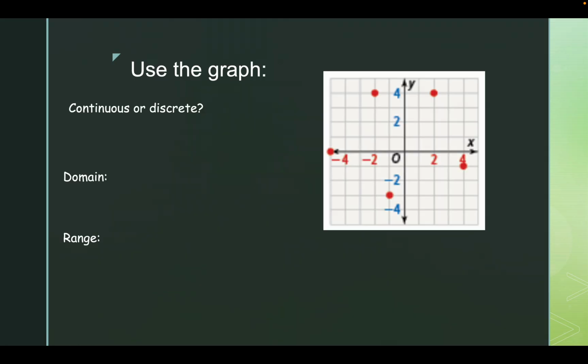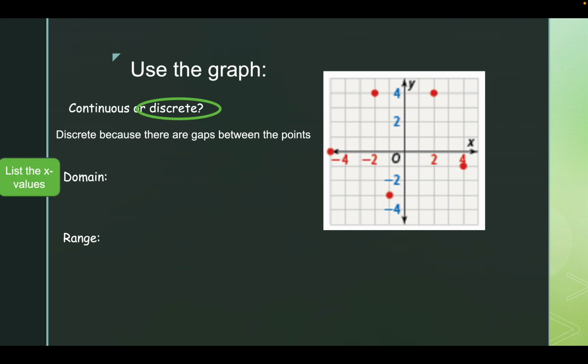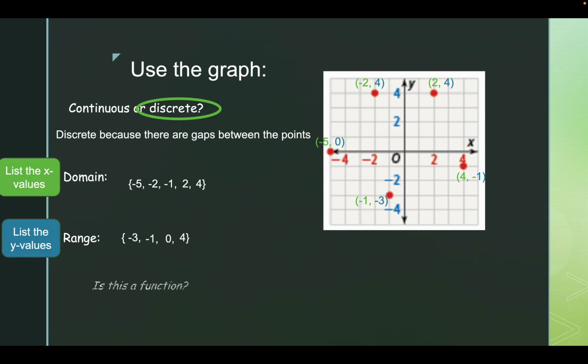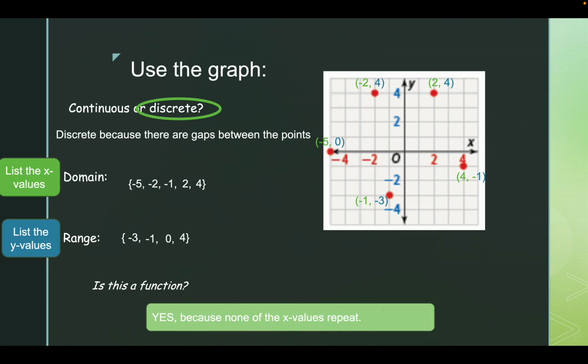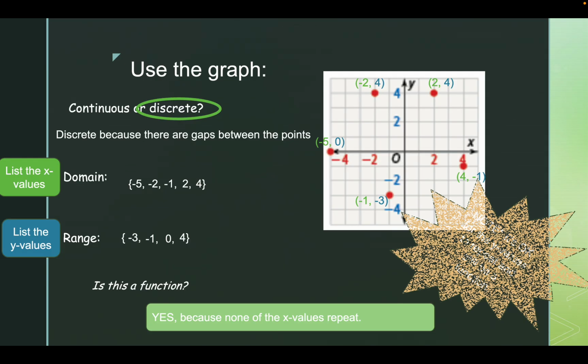Use the graph. Is this continuous or discrete? See, we have points that make it discrete because there are gaps between the points. For the domain and range, again, that's our x values and y values. So if we go to each point and write its coordinates out, that will help us list our domain: -5, -2, -1, 2, and 4. And the range is -3, -1, 0, and 4. Is this a function? Yes. None of the x values repeat. They have their own unique y values.